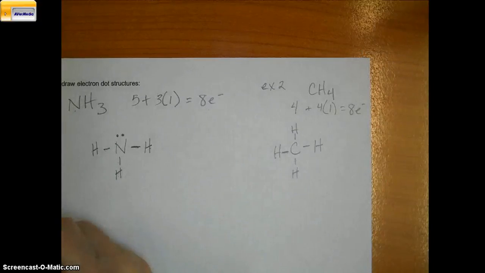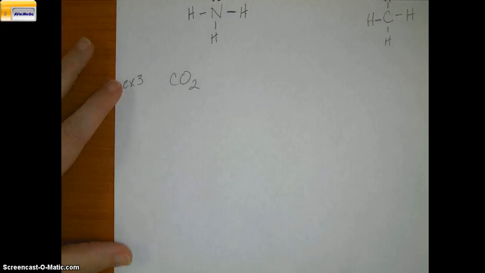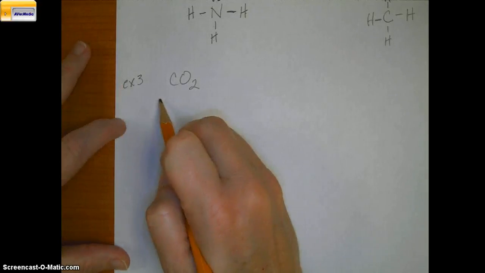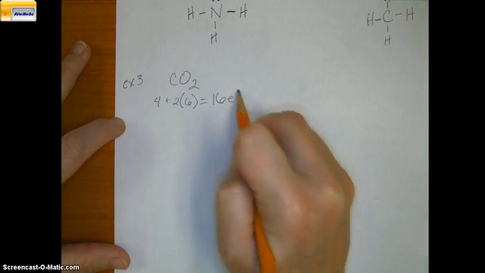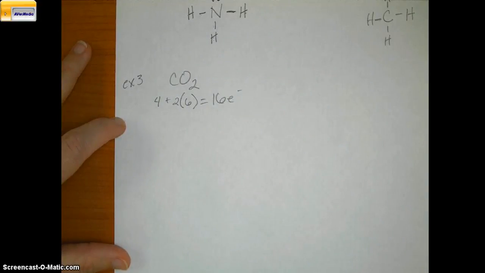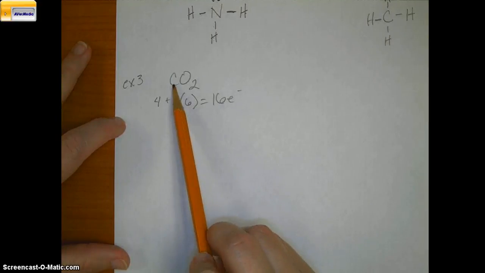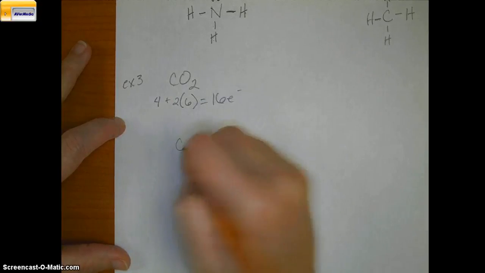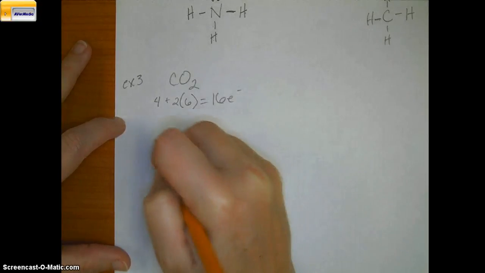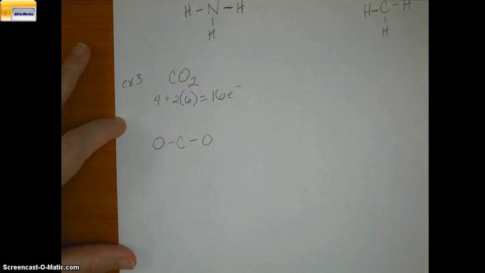All right, so now our third example is going to be CO2, carbon dioxide. So we add up our valence electrons. Carbon has 4. Each oxygen has 6, so that's a total of 16 electrons, okay? So this time, we want to figure out which one's in the middle. There's only one C, so it has to be in the middle, and then the 2 oxygens are bonded to the C. So we're going to put the C in the middle, and then we're going to single bond the 2 oxygens, okay?